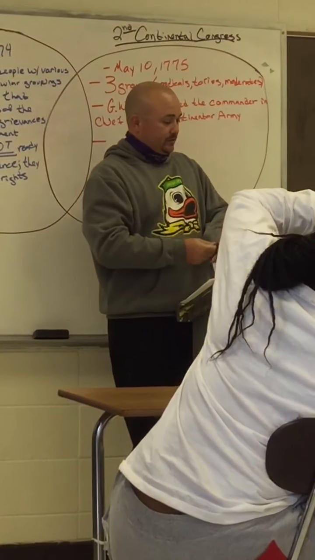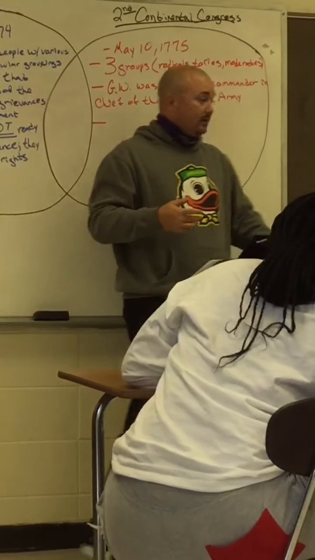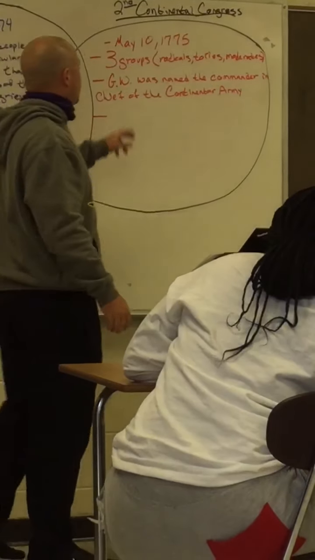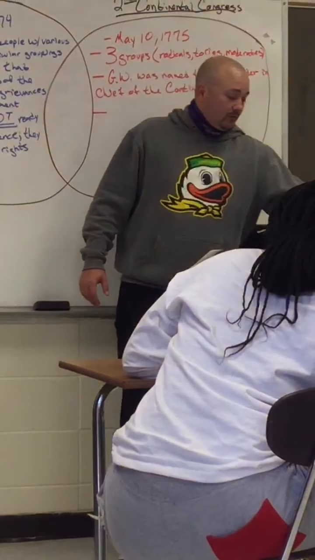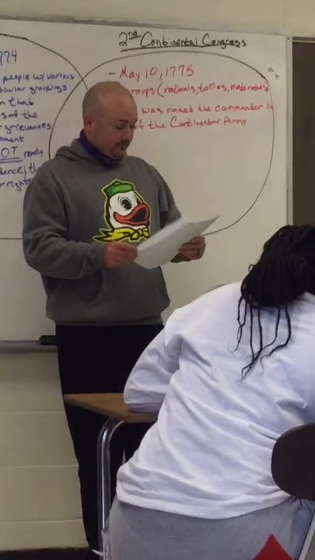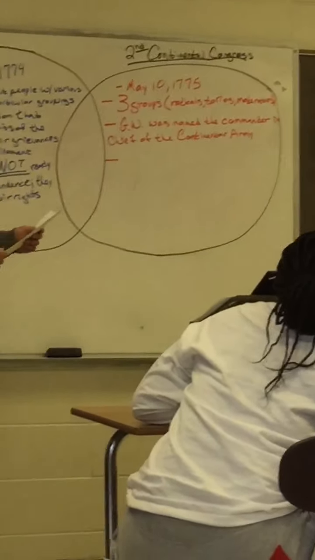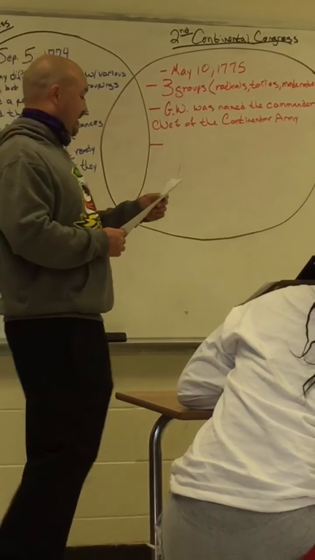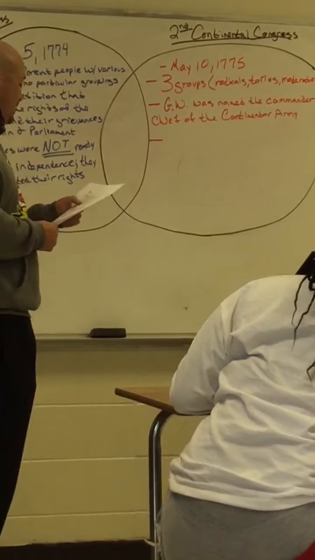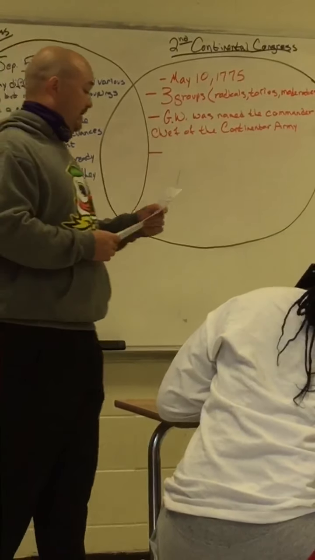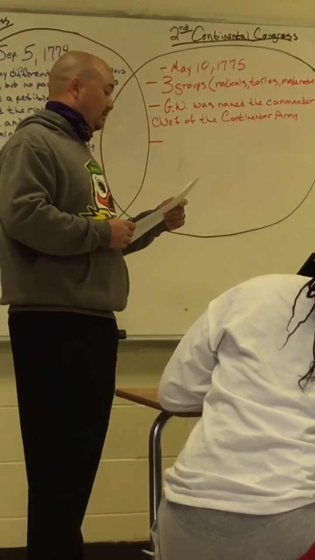Alright, the radicals. We're going to go over just a little bit about each one of these parties while you're writing this. George Washington was named the Commander-in-Chief of the Continental Army. So, the radicals preferred to call themselves patriots. They argued for a revolution and a final break from England. They were led by John Adams, Sam Adams, and Richard Henry Lee. They pushed for the Declaration of Independence.